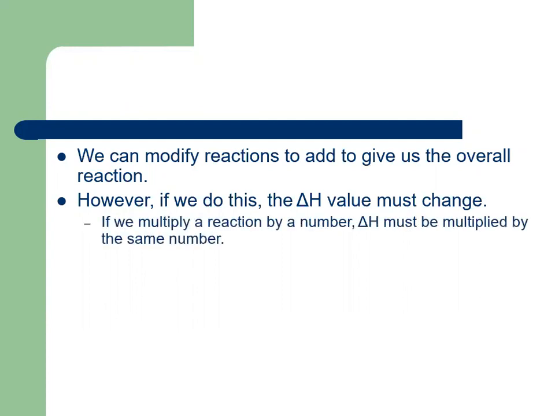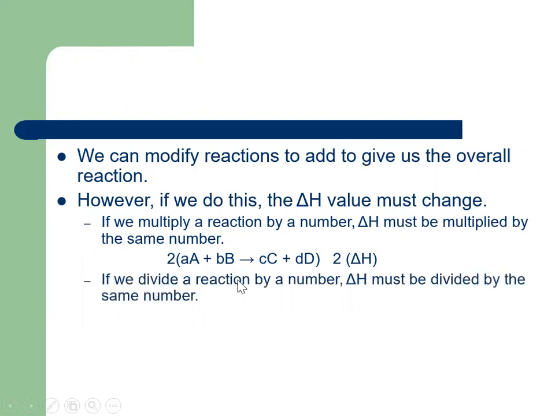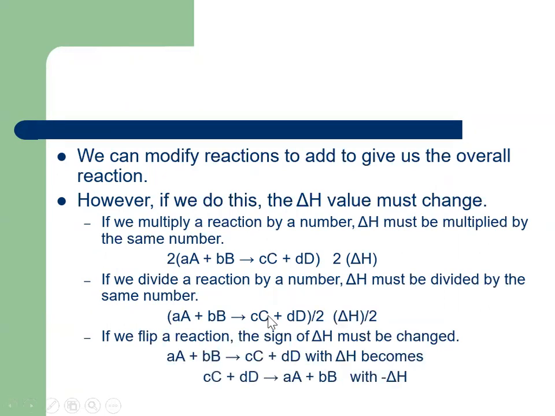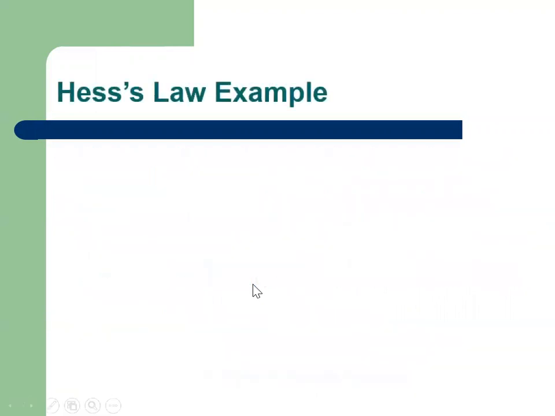So if you multiply the reaction by a number, you multiply delta H by the number. If I know that I need 2 of A, I multiply the whole reaction by 2, and I have to multiply delta H by 2. If I divide the reaction by 2, I divide delta H by 2. If I flip it, I flip the sign of delta H. Those are the easier ones to see. If it's negative, it becomes positive. Positive becomes negative if you flip it.